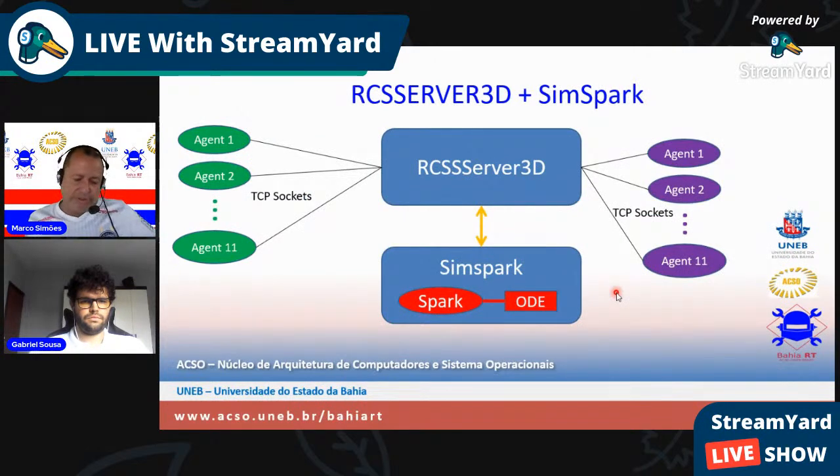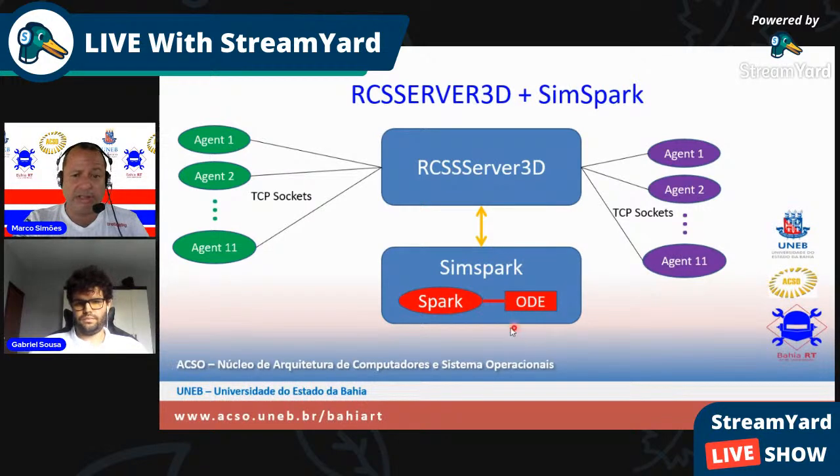So let's start talking about the 3D simulation environment. Our simulator is a joint of two software, the SimSpark and the RCSS Server 3D. SimSpark is a general simulator that uses a Spark framework to simulate the physics of robots and of an environment using the ODE engine. It's a physical simulator engine. Over the years the community has developed a multi-threaded version of the ODE that we use in the SimSpark. You will see this in the step-by-step installation that we will show in a few minutes.